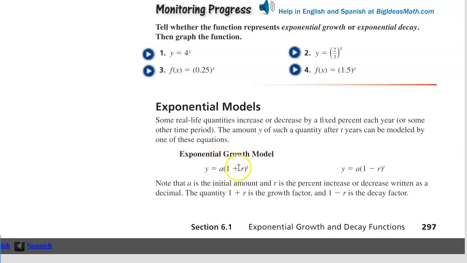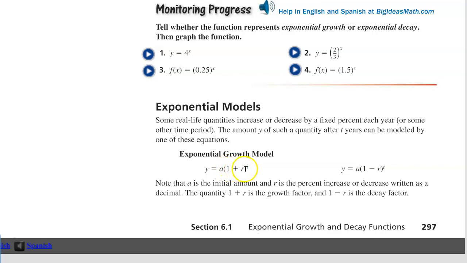Now, you'll see a different version of the exponential function. Instead of it being a times b to the power of x, it splits it up between 1 plus r, or 1 minus r if it's decay, okay? And that r would represent the percent as a decimal. So for example, if it was a percent increase of 20%, you would have to take 20 and divide it by 100 to turn it into a decimal.